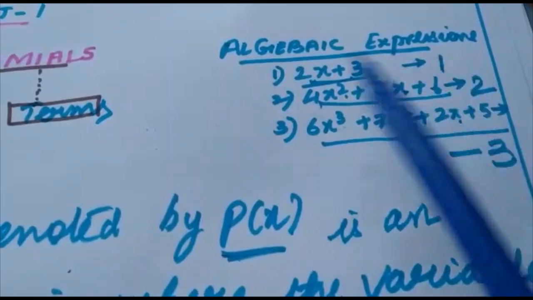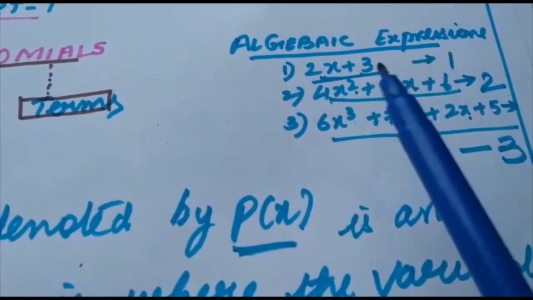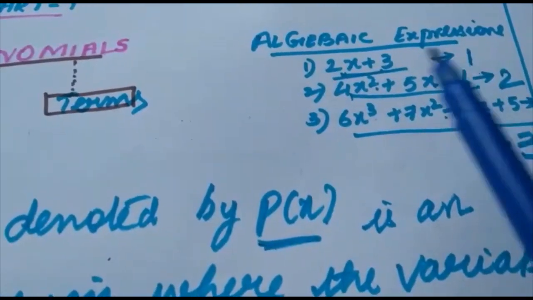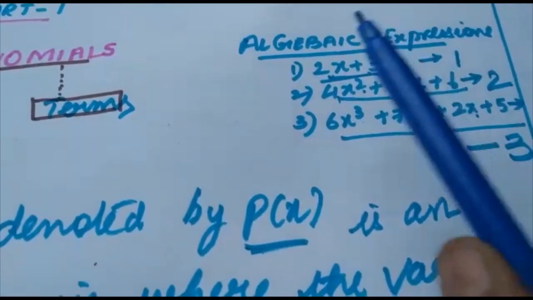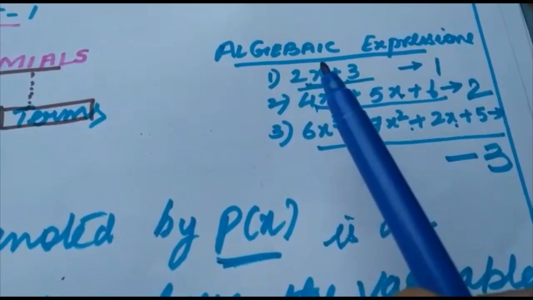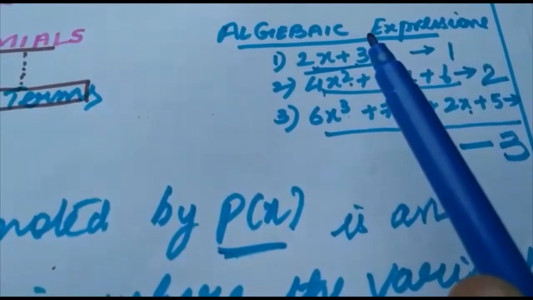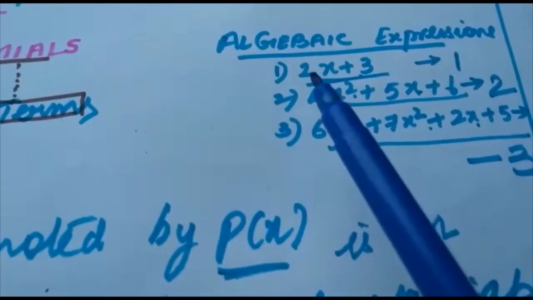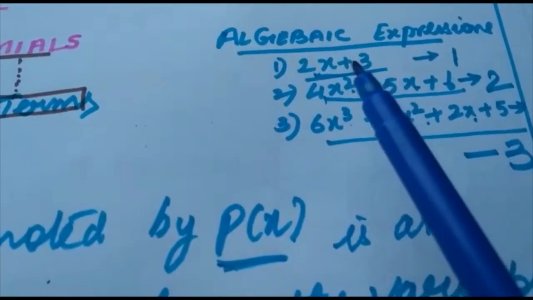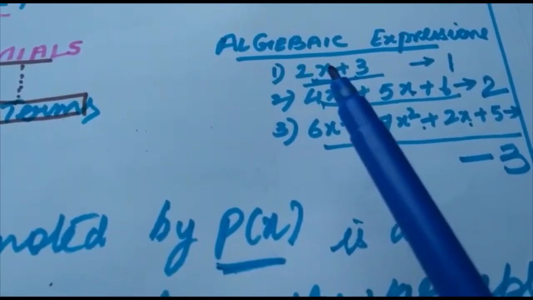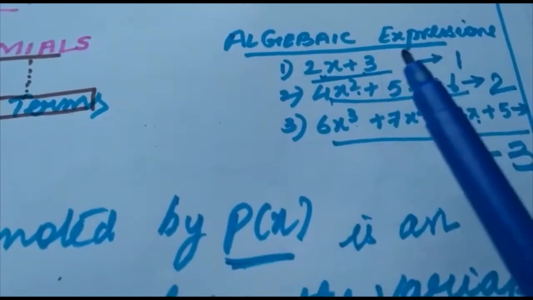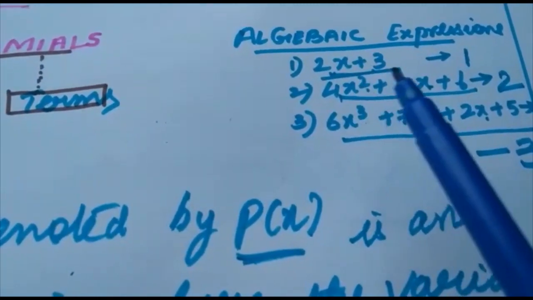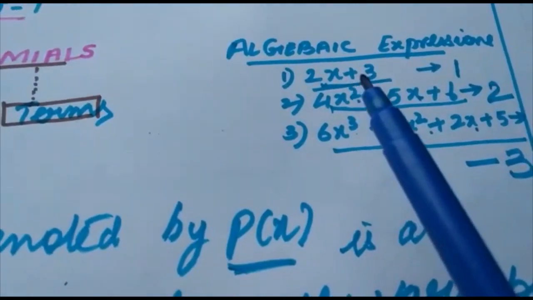Now, these algebraic expressions you can call a polynomial with a certain condition. What is that condition? The power of the variable should not be negative or a fraction. For example, take 2x plus 3. What is the power of x over here? It is 1. It is neither negative nor a fraction. So, you can say that 2x plus 3 is a polynomial.